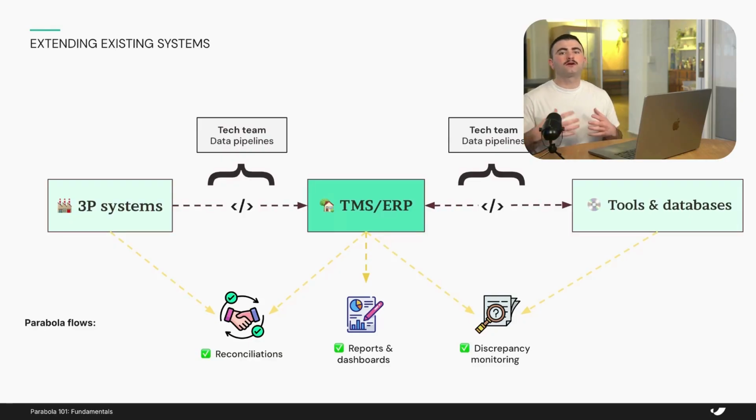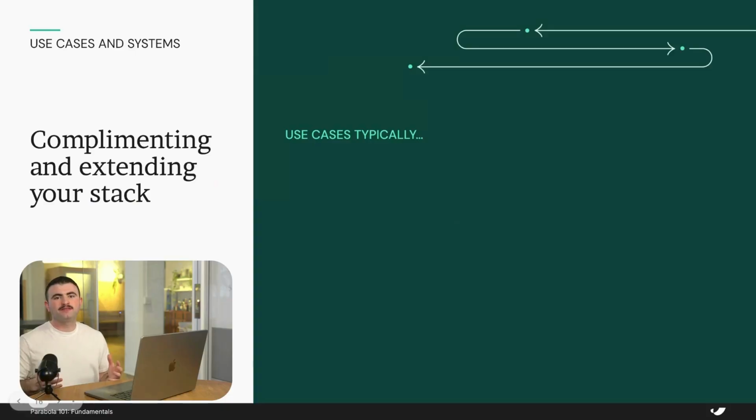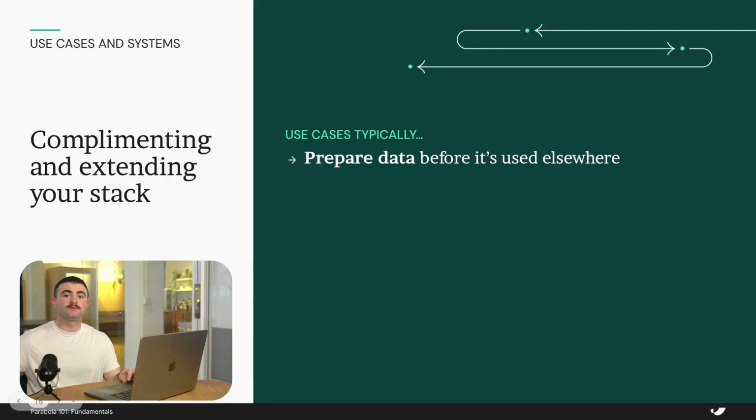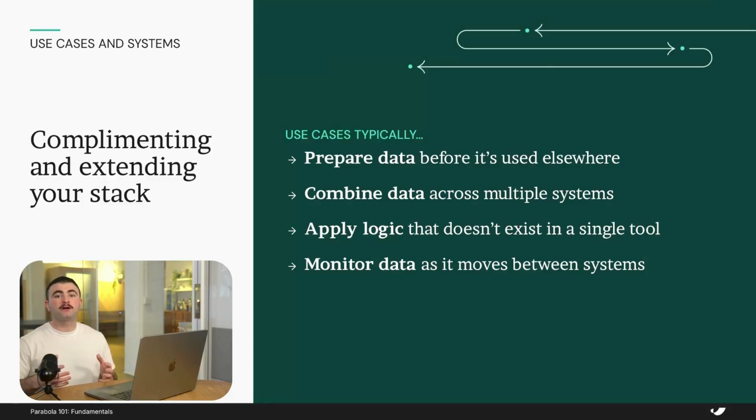If we think about harder to integrate, messier data sources like your email, instead of tech teams trying to figure out brittle connections or throwing people at the problem, now ops teams are enabled to build AI-enabled workflows that can extract and structure messy data, ultimately automating the full end-to-end process. To make it even simpler, you can think about Parabola as the layer that prepares data for downstream systems and processes, combines data across siloed sources, applies logic that maybe doesn't come out of the box in your existing tools, and monitors all of the data that you don't have time to check all day, every day.